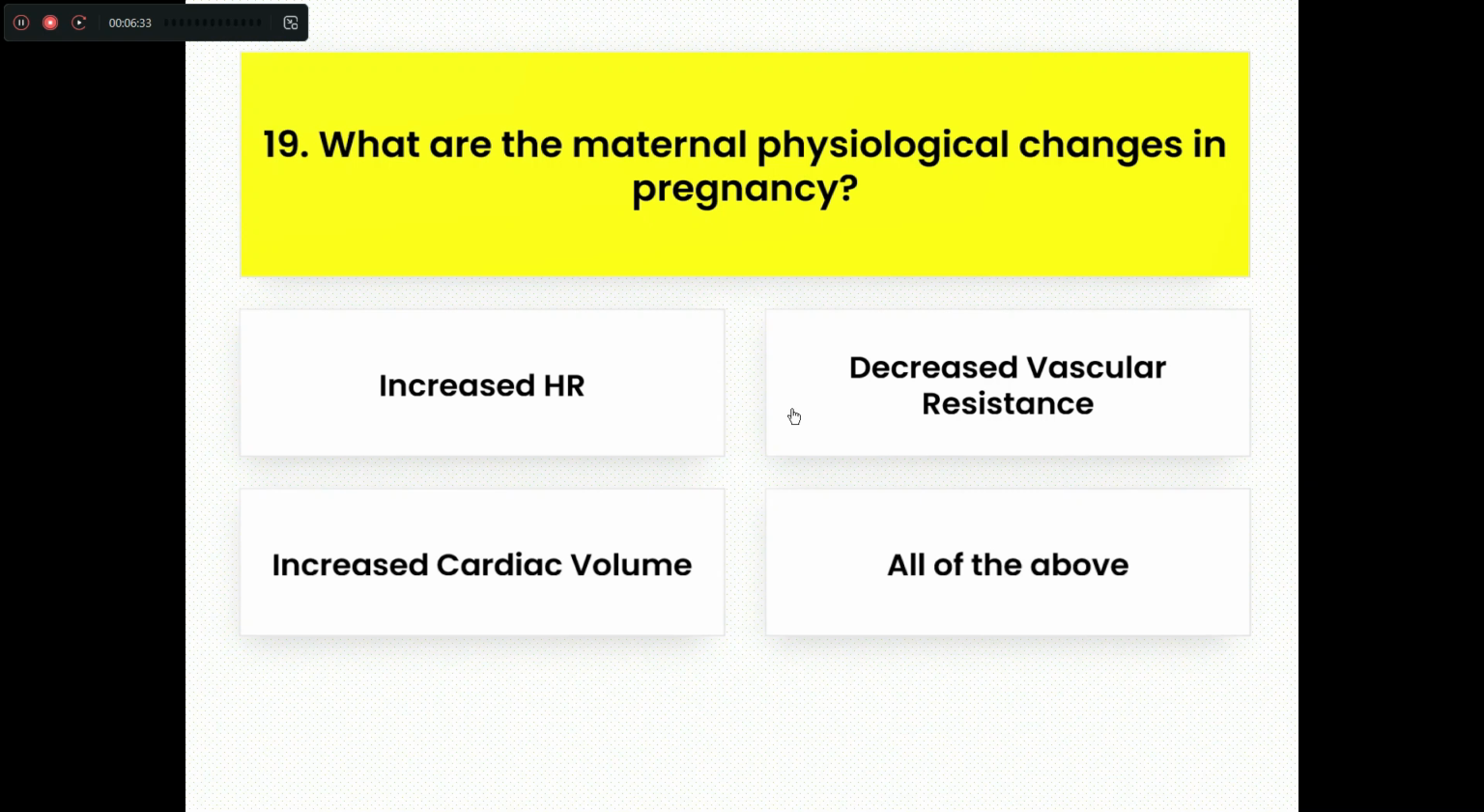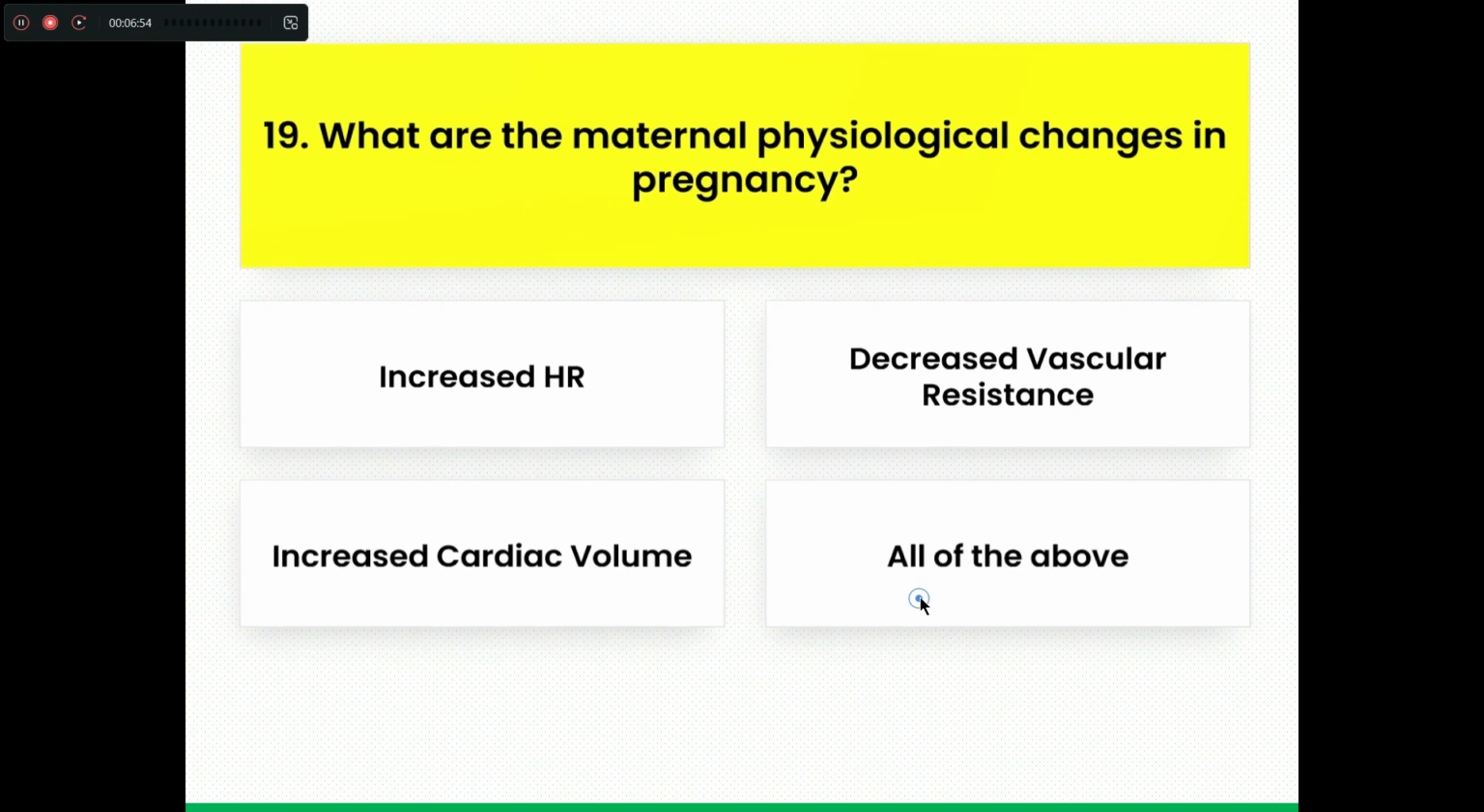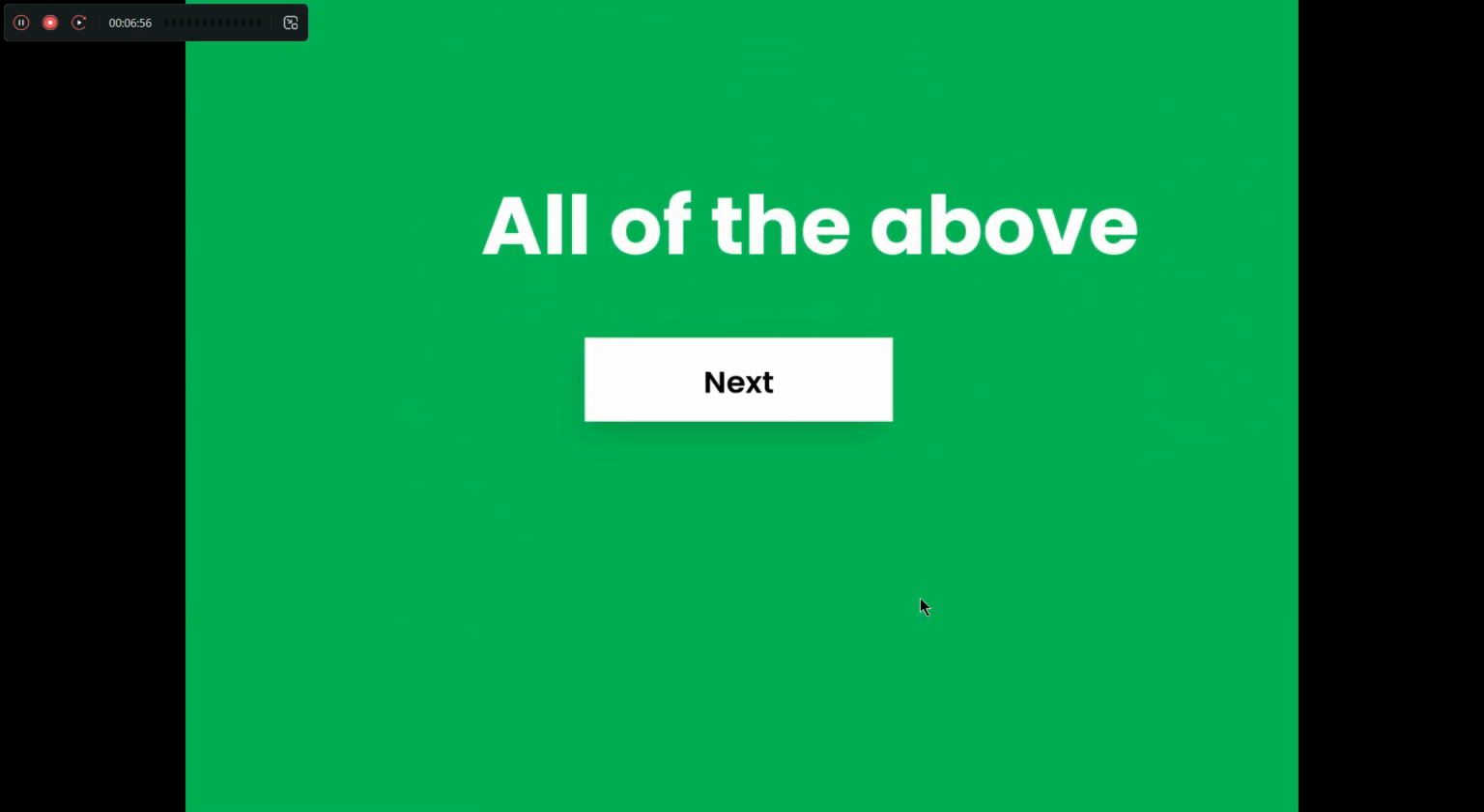So, what are the various changes occurring during pregnancy in a maternal physiology? The right answer is all of the above. There will be increased heart rate, there will be decreased vascular resistance, and also increased cardiac volume. So the right answer is all of the above.